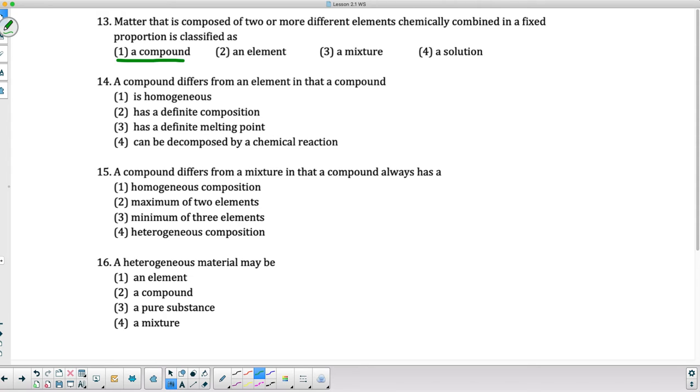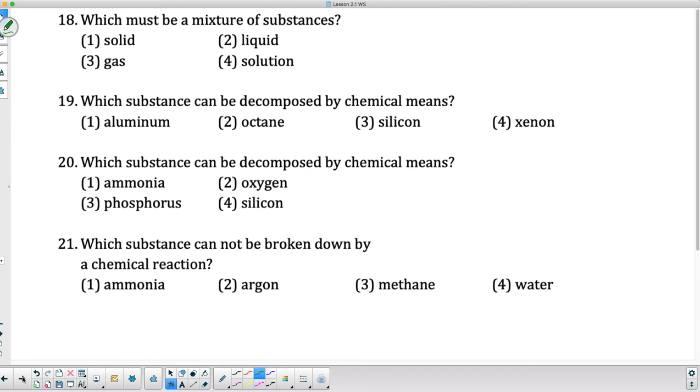I'm not going to answer all of these for you. I'm going to skip every other one. A compound differs from a mixture, and that compound always has the same homogeneous composition. And that's because it always has the same number of atoms of each element, such as water with 2 hydrogens and 1 oxygen, carbon dioxide with 1 carbon and 2 oxygens, and that gives it a homogeneous composition. Heterogeneous, I'm skipping every other one here, so let's keep going.